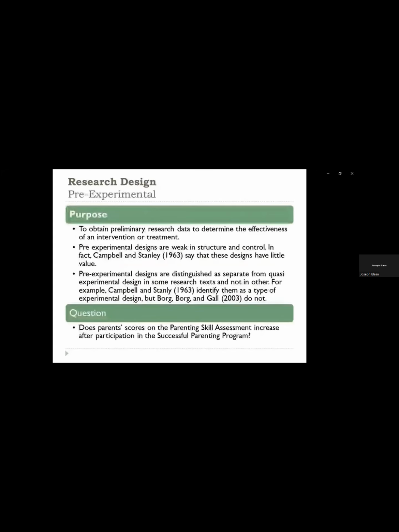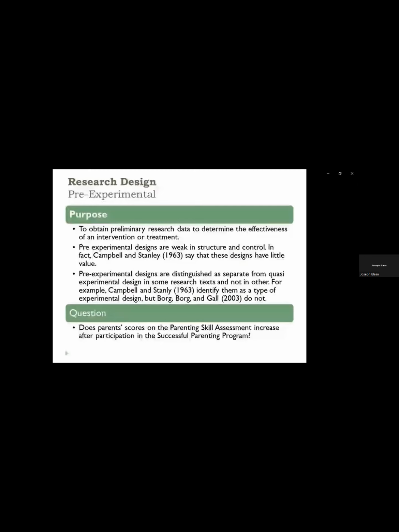And the X simply means the exposure to treatment. That means there's been a treatment done. O represents observation or the measurement, the dependent variable, really what you're measuring. Multiple rows reflect multiple groups, and R reflects randomization, and I'll define these more in a little bit.